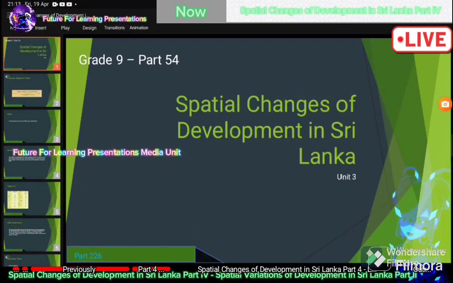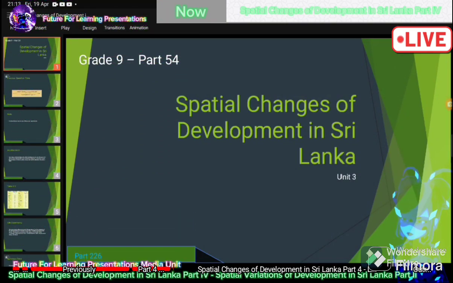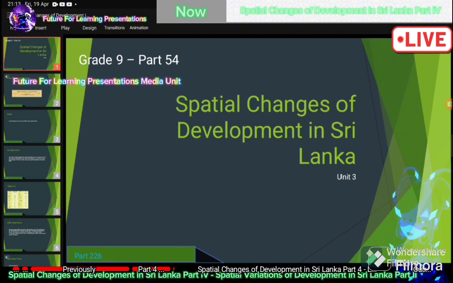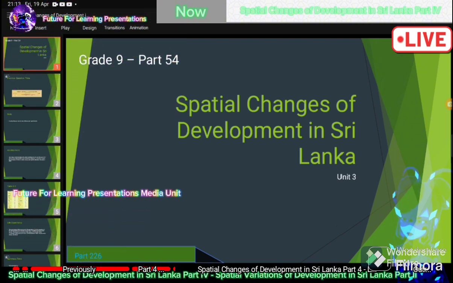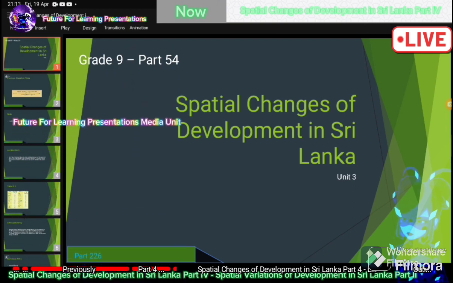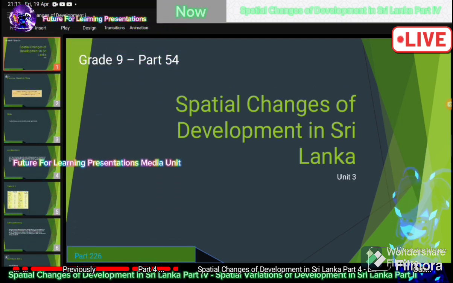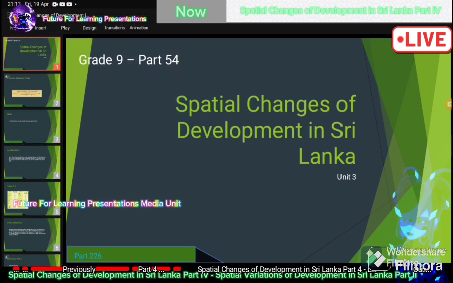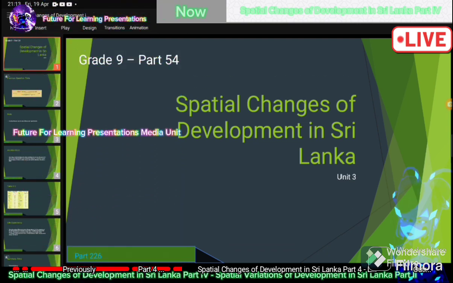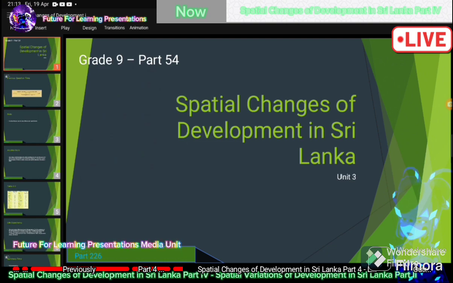Good evening, grade 9 2024 English medium geography theory class. Spatial changes of development in Sri Lanka, unit 3 part 4, spatial changes extended part 2. So this is the extended lesson of spatial changes according to spatial variations of development in Sri Lanka.